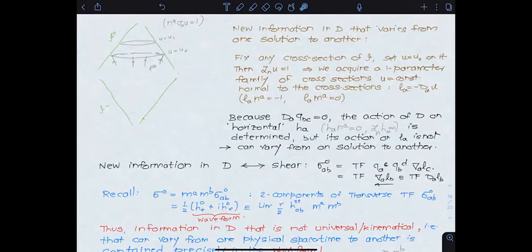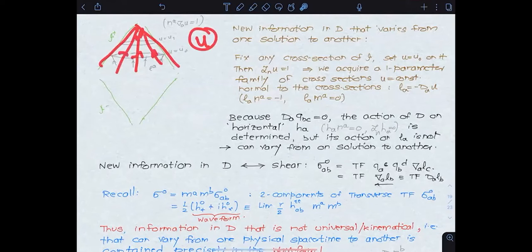So what we do is the following. We can take a cross-section of Scri and call it u equal to u naught. We had done that before. And then define a coordinate u by just asking n^a grad_a u is equal to 1 and u is equal to u naught on this cross-section. That defines u on Scri because you do it on every generator of Scri. And therefore, I get a coordinate u on Scri.